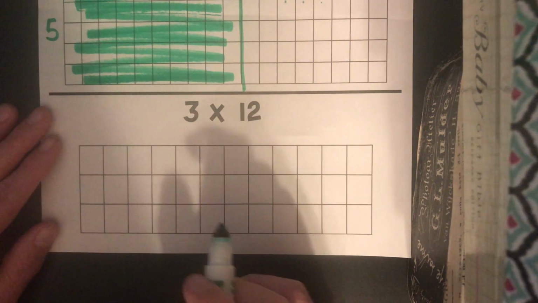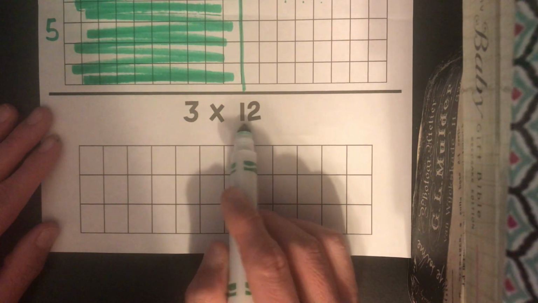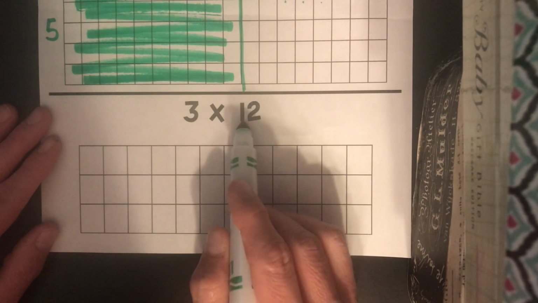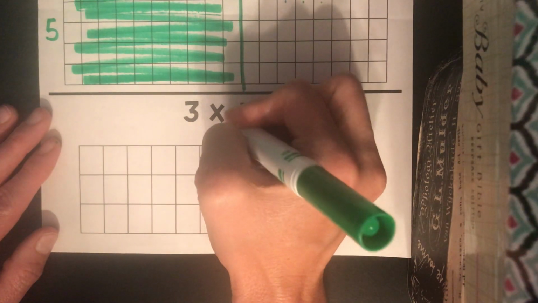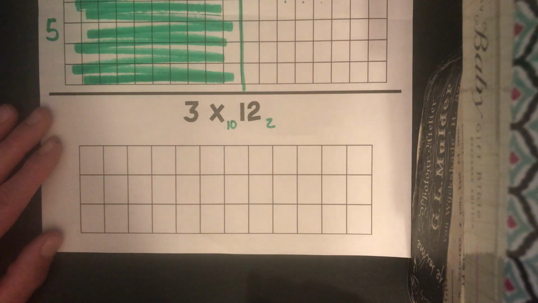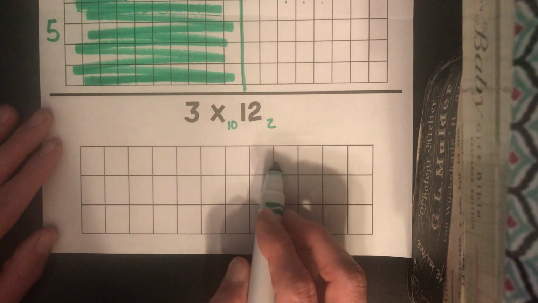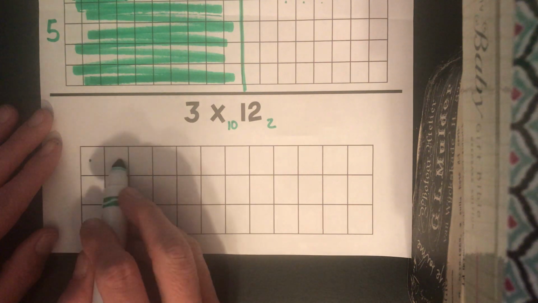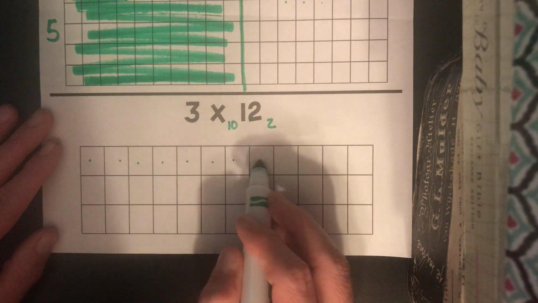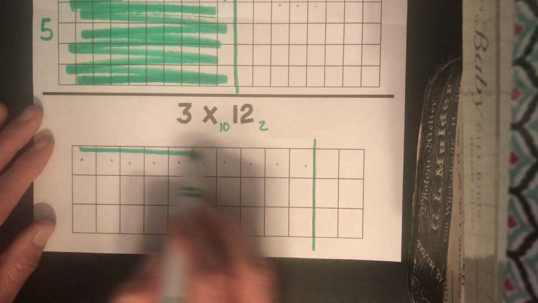Okay? All right, so 3 times 12, I don't know. So I'm going to decompose 12. I know I've got a 10 in there because I've got a 1 in the tens place. And if I take 10 out, I'll have 2 left. So 10 and 2. That's what I'm decomposing into. So I'm going to count 10 of my columns, and I should have 2 left over. 1, 2, 3, 4, 5, 6, 7, 8, 9, 10. Oh, and look, I have 2 left over. Perfect.